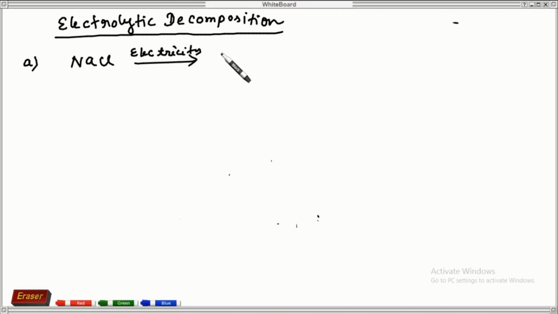It breaks into sodium and chlorine. Sodium is what? A solid. Chlorine is what? A gas. And NaCl is what? A solid. So what happens here? NaCl breaks into sodium and chlorine. So this is an electrolytic decomposition reaction.